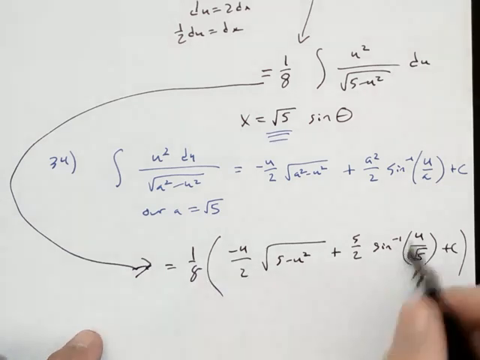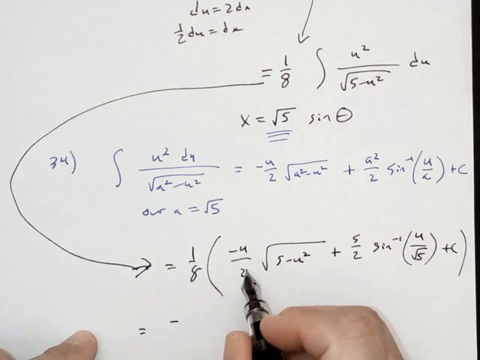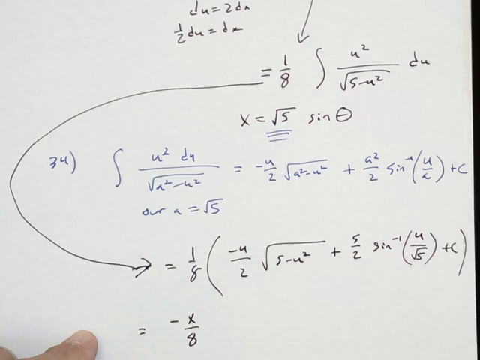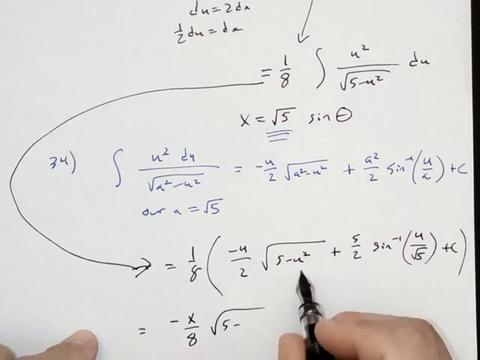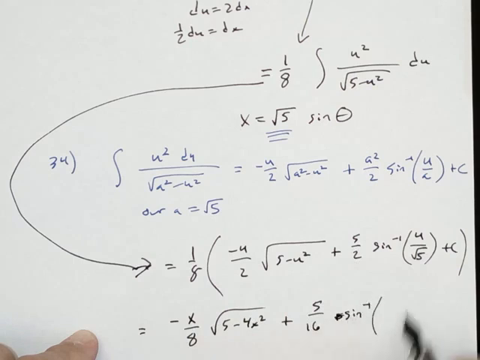Now, you can also take that 1/8 and move it inside, which would give me minus, well, that'll be 2x over 2, right? That's just an x. So I get x over 8, square root 5 minus u squared. Back up to the top, u squared was 4x squared. 5 over 16 here, because I moved the 8 in. Sine inverse of 2x over the square root of 5, close parentheses, plus c. Whew. Wow.